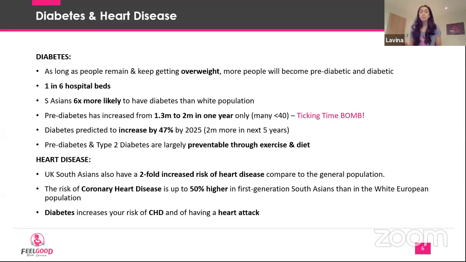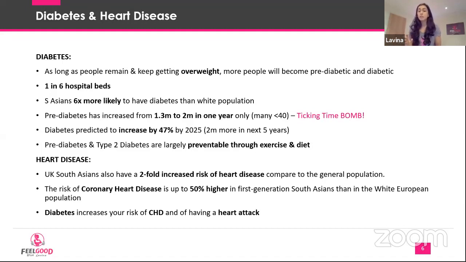So diabetes is massive in the UK. It's costing the NHS budget, it's about 40% of the NHS budget. It's over 4 million cases in the UK a year. And the problem with diabetes is that as long as people keep getting overweight, more and more people are going to fall under these categories of being pre-diabetic or diabetic.